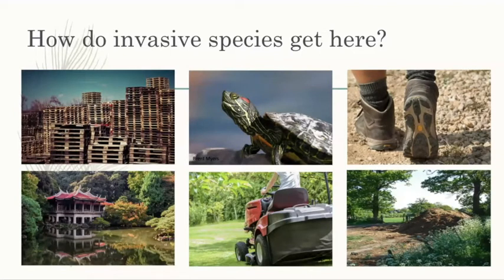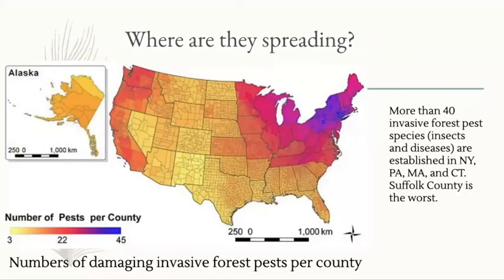A really common mechanism of transport for aquatic invasive species is ship ballast. So that's water that a ship will take on at one location to help with the balance and maybe release at another location. And that's a really common way for these species to be brought over accidentally.